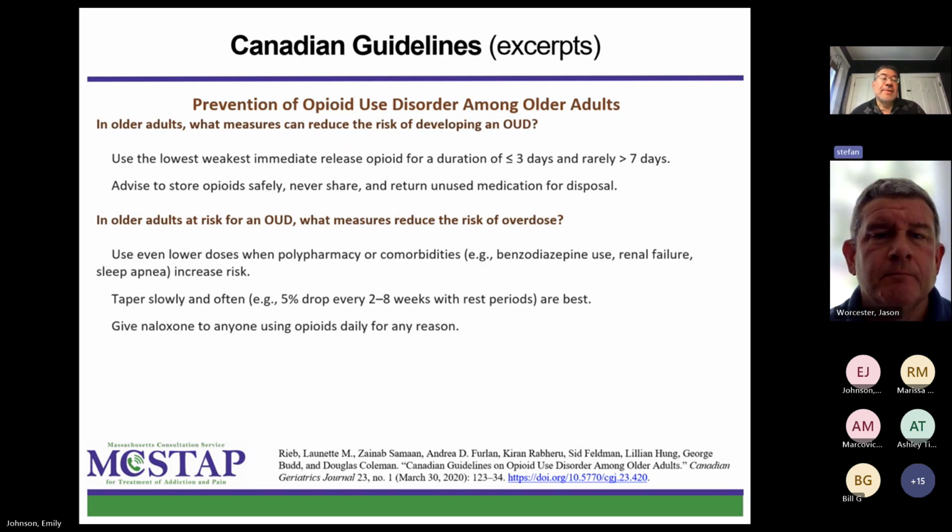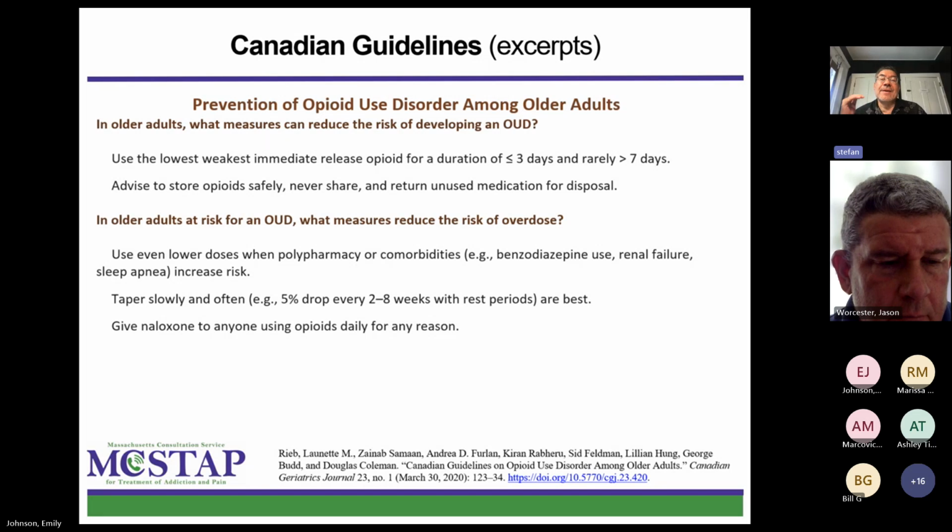If an older person is at risk, how do you reduce the risk of overdose? Be aware of the polypharmacies and the comorbidities. Remember our geriatrics. You want to keep attempting to taper slowly, and you keep attempting to taper often. We recommend, or can recommend, as little as a 5% drop every half month to 2 months, with pauses in between where the dose remains the same in a very stepwise, careful manner.